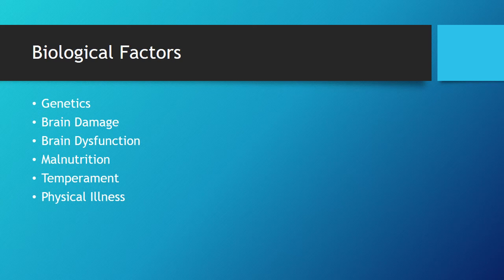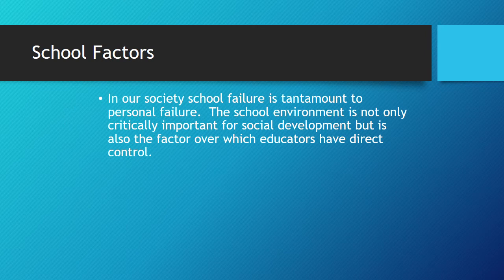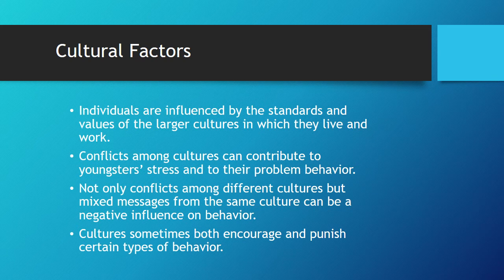Biological factors may include genetics, brain damage, brain dysfunction, malnutrition, and temperament. Family factors may involve strict parenting or strict disciplining. Parental behavior is very significant in the development of school factors. The school environment is not only critically important for social development, but it is also a factor over which educators have direct influence. Cultural factors: there may be some kind of conflict among cultures which may contribute to the problem behavior of the children.